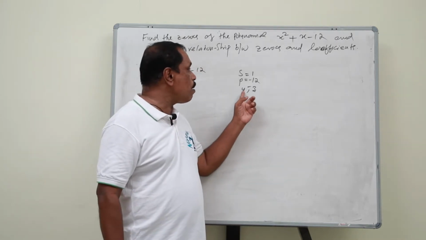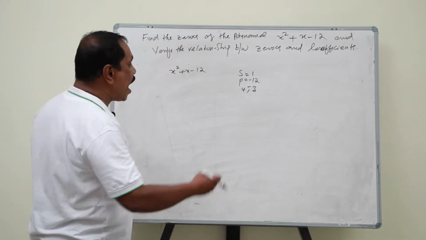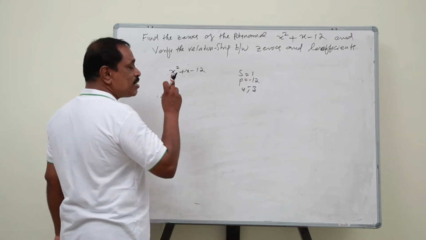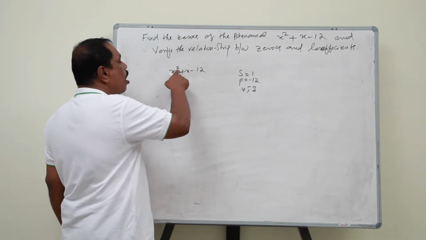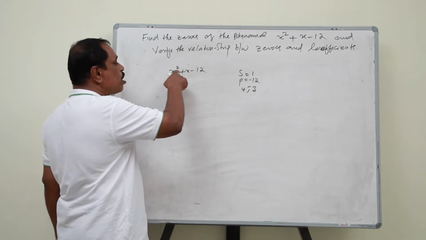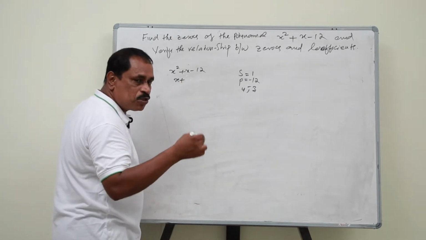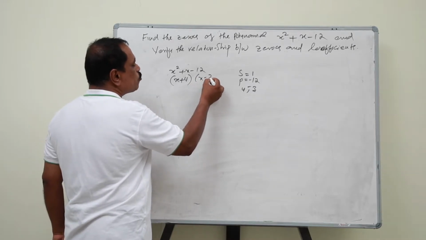Imagine two numbers whose sum is 1 and product is minus 12. We know 4 and minus 3. When we add them, we get 1, and when we multiply, we get minus 12. As I told you, to save your time, if the coefficient of x square is 1, then you can directly write the factors, with no need to split the middle term. The factors are x plus 4 and x minus 3.